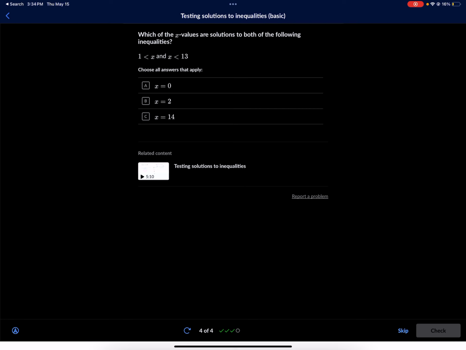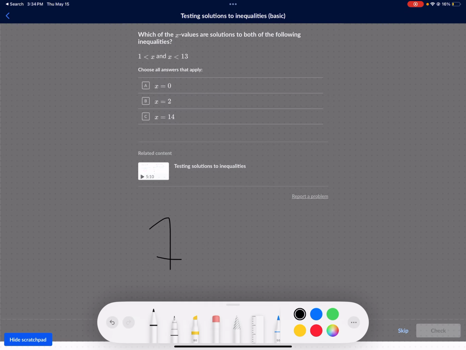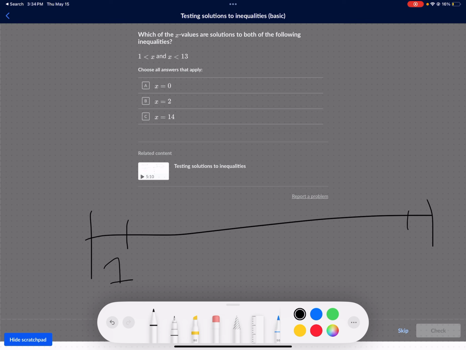Okay, next problem. Ooh, here we go. 1 is less than x and x is less than 13. So instead of just putting and, I'm just going to put it like this, because we know we're going to have number x in range of 13. So what I'm going to do here is draw a number line. I'm going to put 1 here and then 13. And then I'm going to put a circle. I'm not going to close it though. My x value has to be in range of 1 and 13.